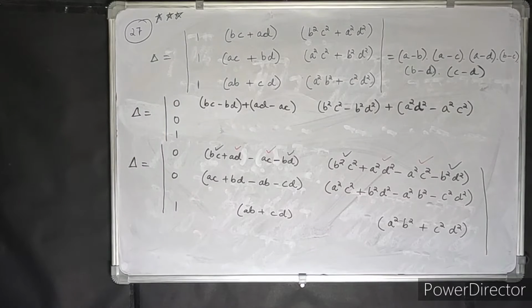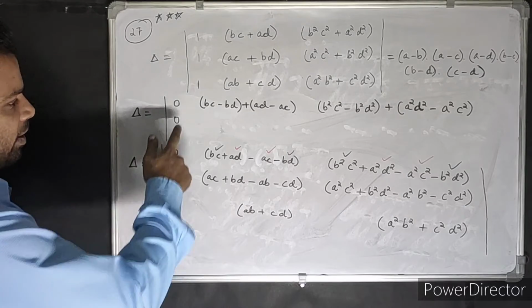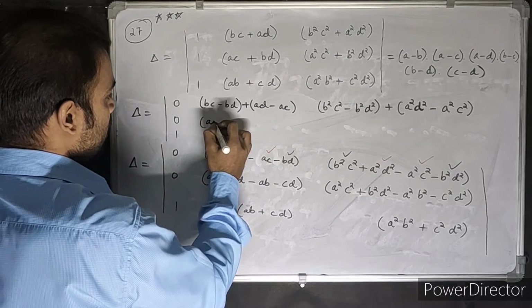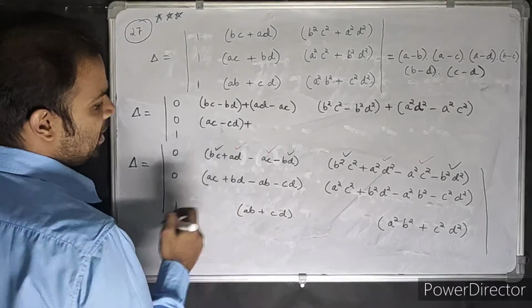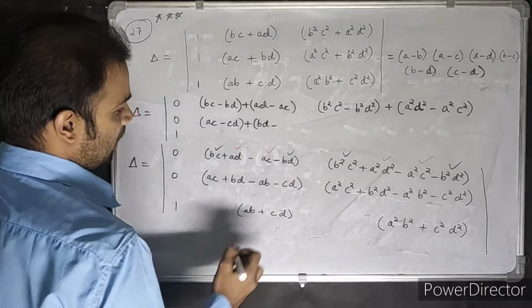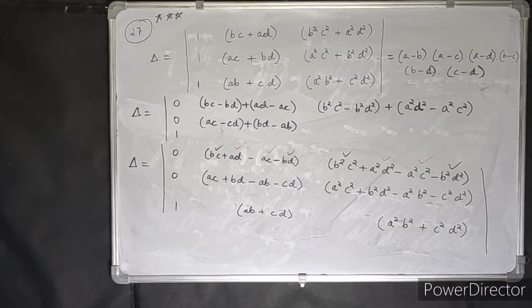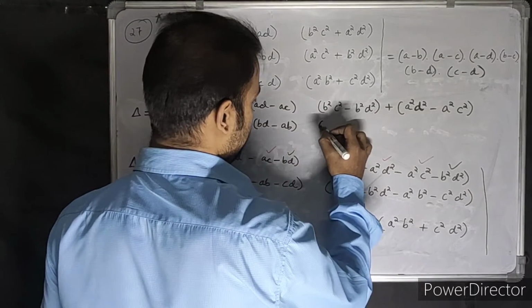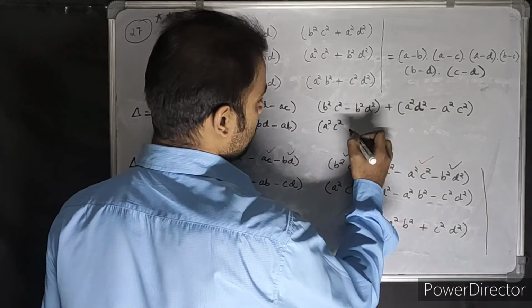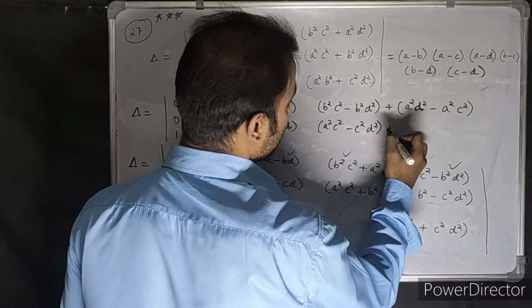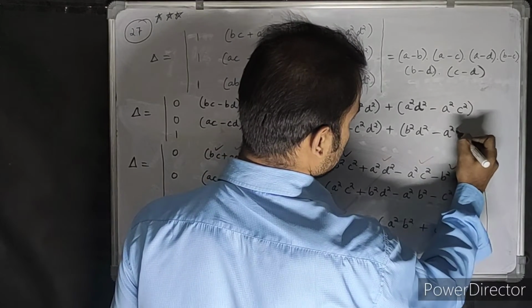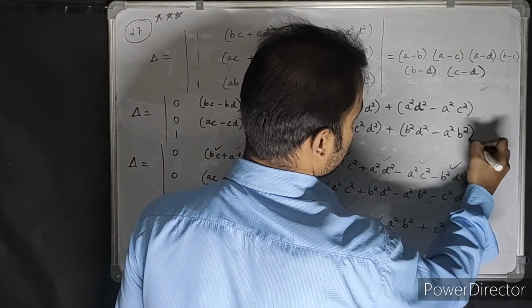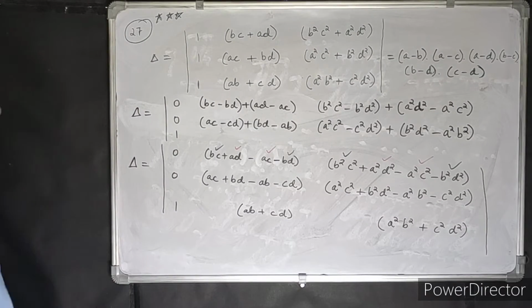Okay. Same thing for this. Same thing for this. What to do here? 0 already written. Then AC minus CD plus BD minus AB. Okay. Then A square C square minus C square D square plus B square D square minus A square B square. Done. Rest is just copied.